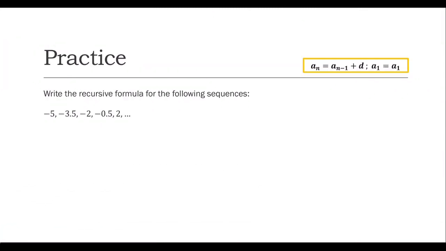So we can do a practice problem right here. So we'll find our difference. We take negative 3.5 minus negative 5, which is negative 3.5 plus 5, which equals 1.5. So our difference is 1.5, and our first term is negative 5. So a sub n equals a sub n minus 1 plus 1.5, where a sub 1 equals negative 5.